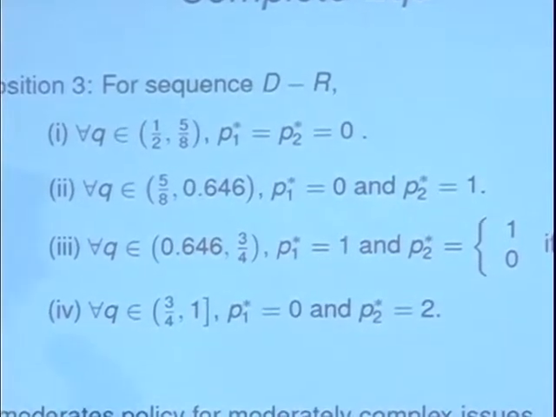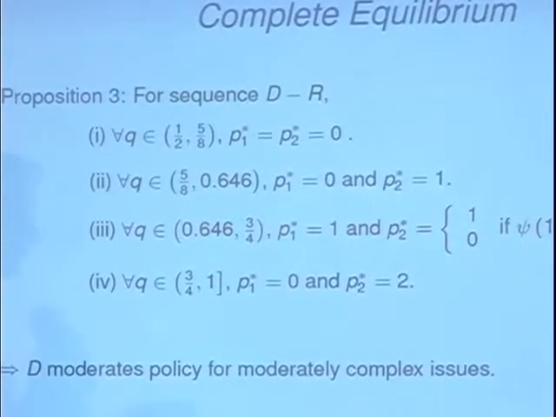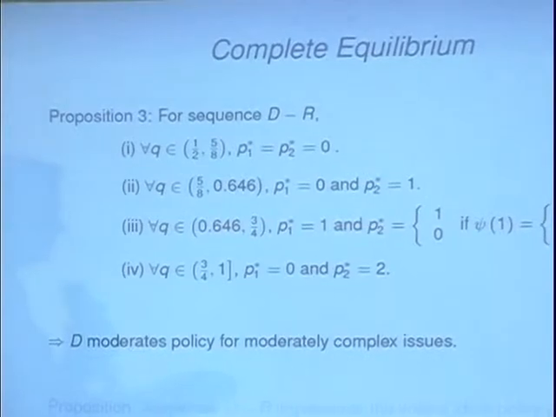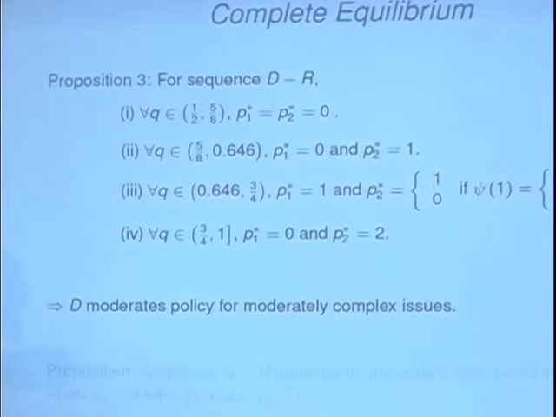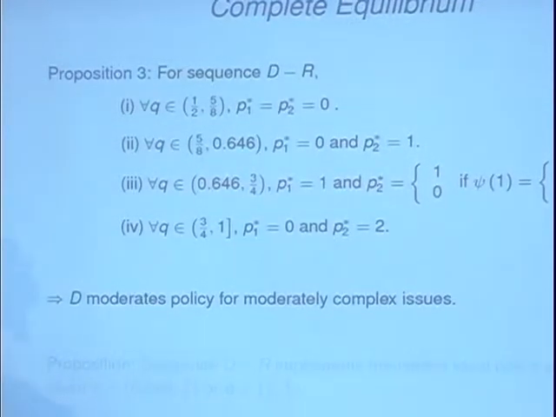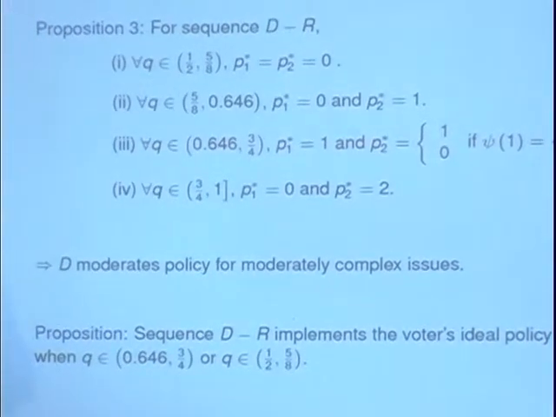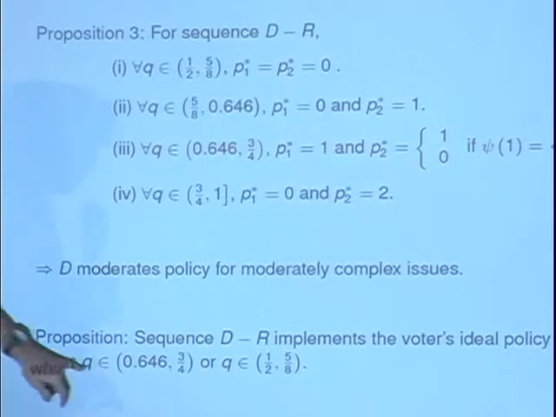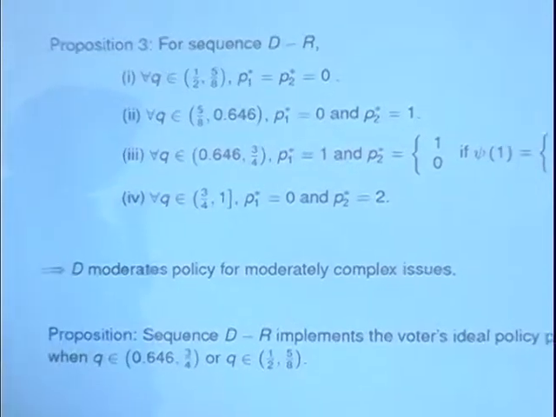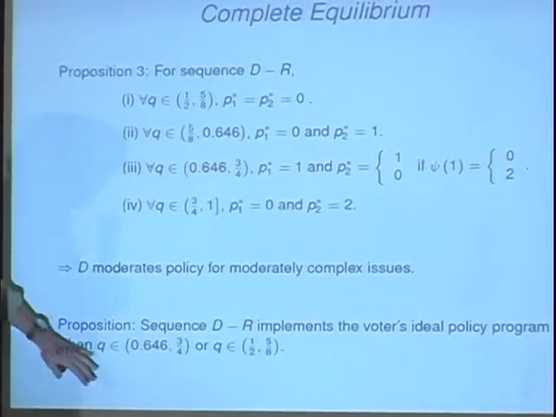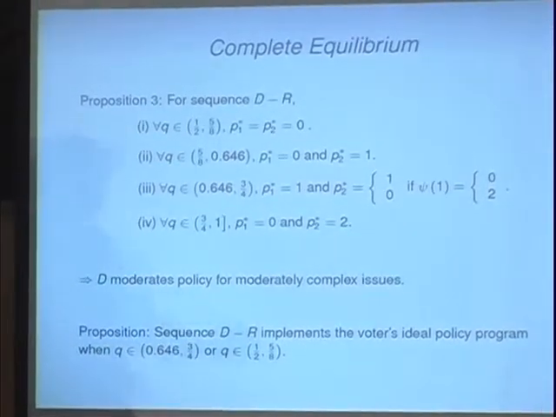All right, so this preemptive experimenting is moving the expected outcome away from the Democrats' ideal towards the Republicans, and that's towards the voter as well. All right, so by preemptively experimenting, the Democrat is moderating his policy for complex issues. All right, and this is exactly what the voter wants. So sequence DR implements the voter's ideal policy program when Q is in this range. All right, it also does it when Q is in this range because then nobody experiments, and that's what the voter wants. All right, but what's important is that this range where we get preemptive experimenting, that turns out to be the sequence that the voter precisely wants.